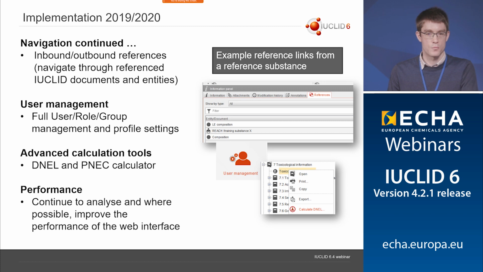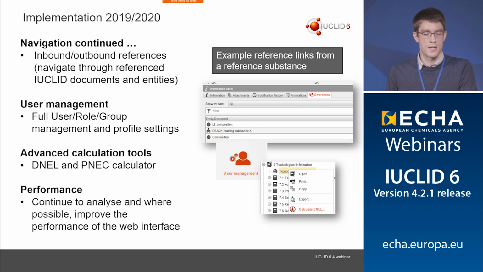Continuing the navigation improvements which we plan to make, we hope to implement what we call the inbound and outbound references within Euclid. This means that you can easily navigate from, for instance, a reference substance to the documents or substances to which that reference substance is linked. This currently exists in the classic interface. I have a screenshot there, and we hope to implement something similar in the web interface.